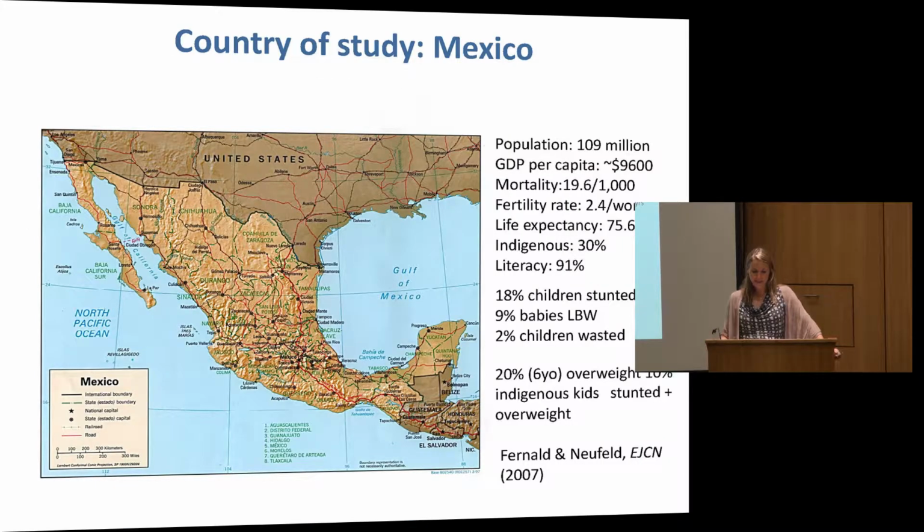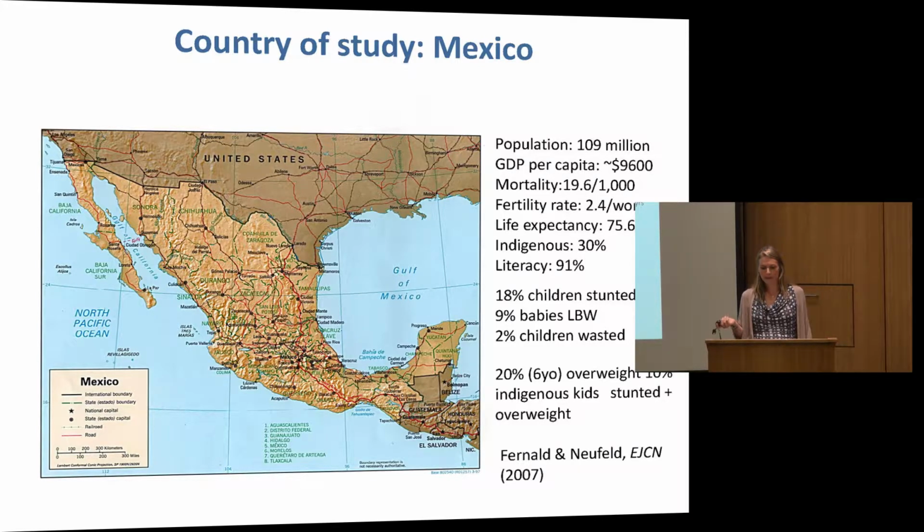So Mexico was the second country in the world to institute a conditional cash transfer program after Brazil. They started them pretty much at the same time. And this model has been copied by dozens of countries now who are using cash transfer programs. Mexico is a large country that's a middle income country, which means it's dealing with stunting and low birth weight and wasting.